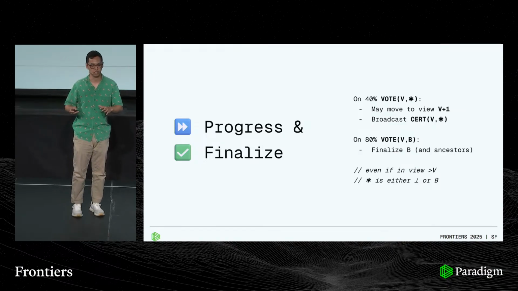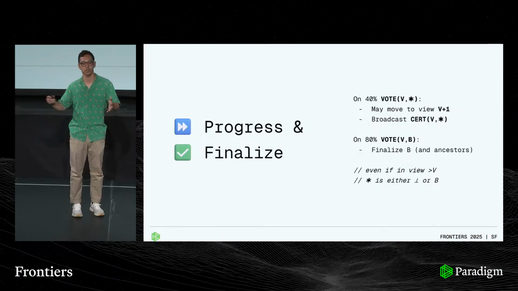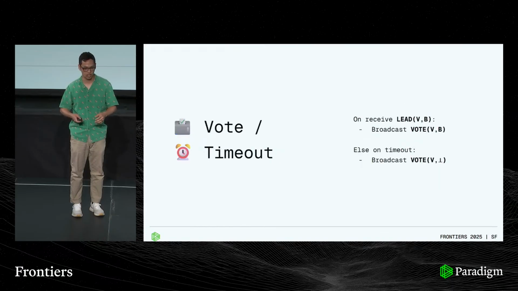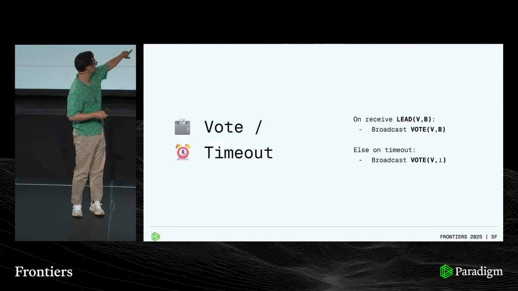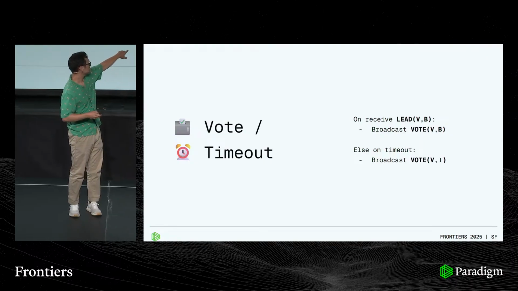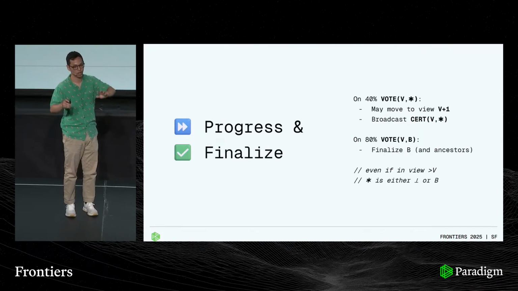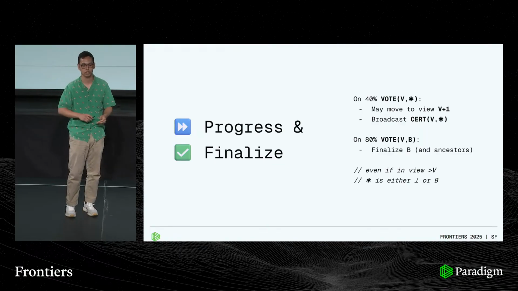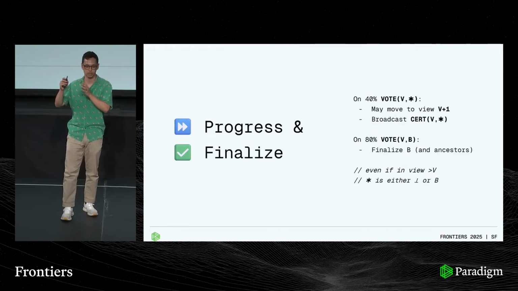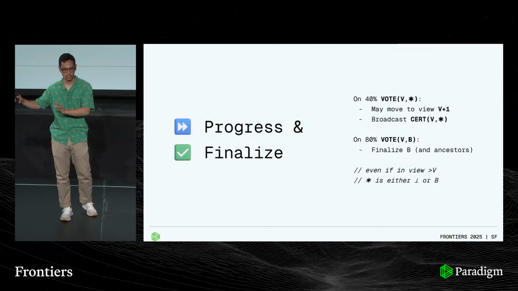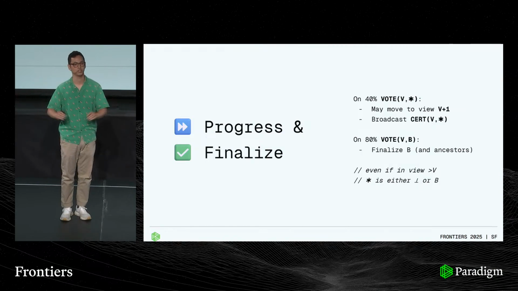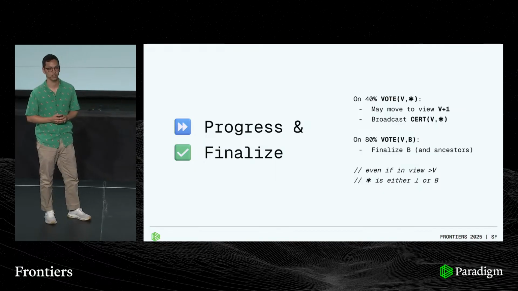The star basically just means it can be a block or it can be a null. So in the previous slide, we talked about this special timeout, voting for null. The asterisk just means it's either a block or a null. So for either of those, if you see 40% null or you see 40% block, then you can move to the next view, and you broadcast the certificate to everyone, which is a collection of the votes, to make sure that everybody has all the necessary information.